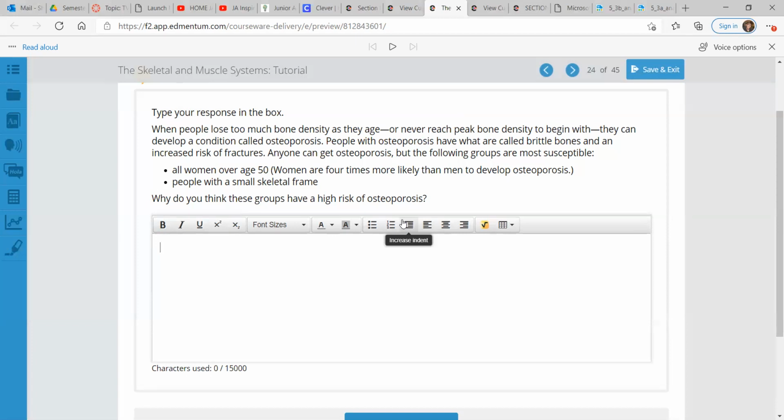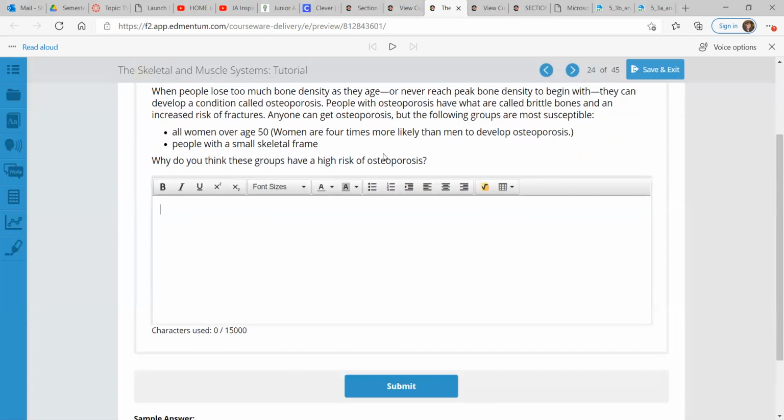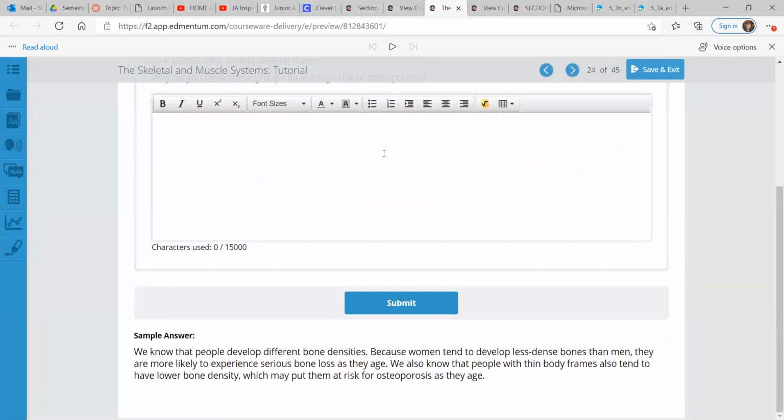Why do you think these groups have a high risk of osteoporosis? And the sample answer: we know that people develop different bone densities. Women tend to develop less dense bones than men, and they are more likely to experience serious bone loss as they age. We also know that people with thin body frames tend to have lower bone density, which may put them at risk for osteoporosis as they age.